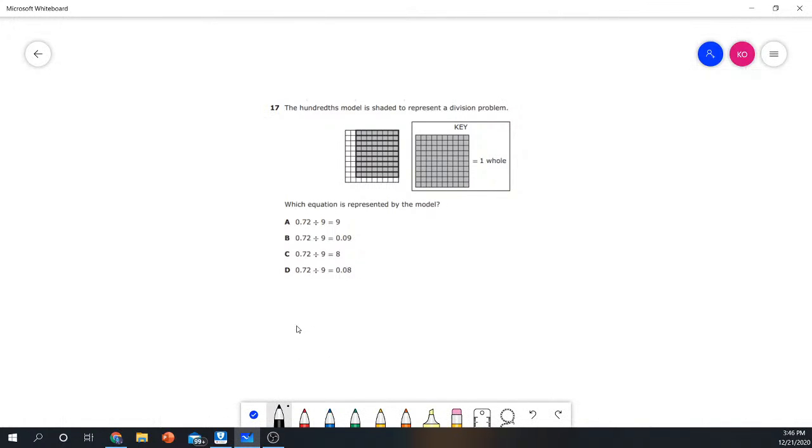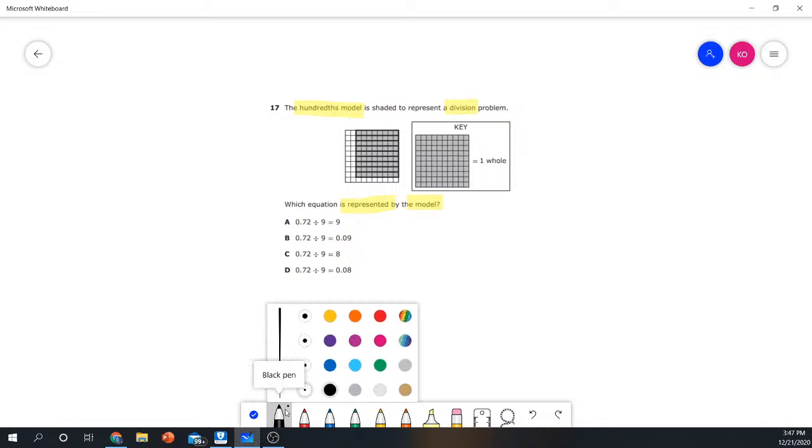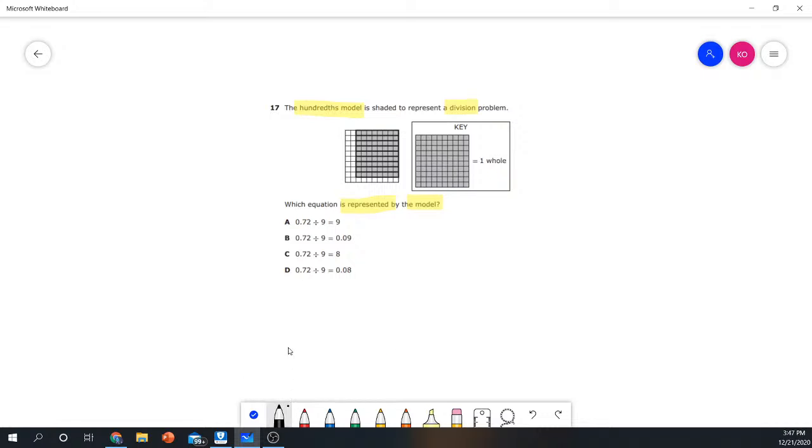Now on to the last problem. So as usual, let's highlight and start reading the problem. The hundredths model is shaded to represent a division problem. And which equation is represented by the model?